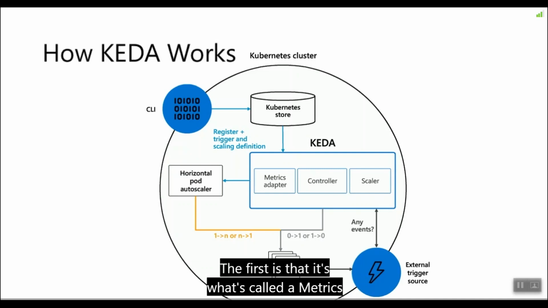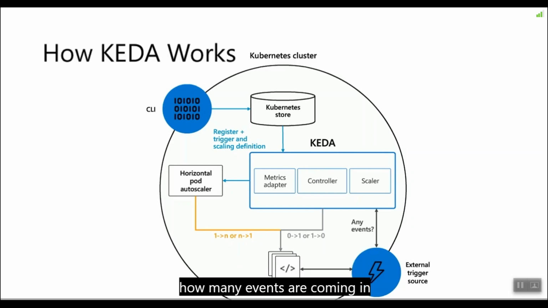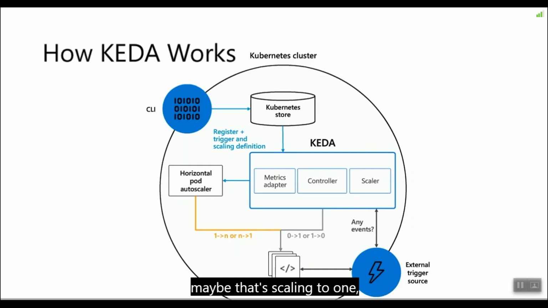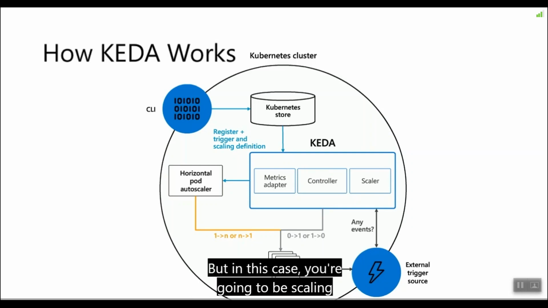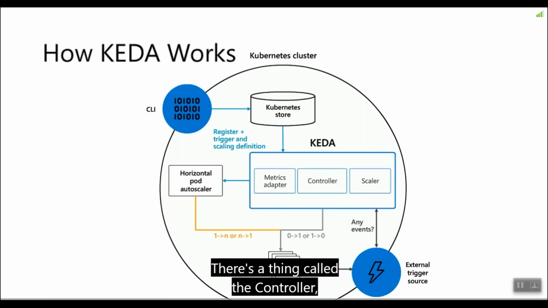The first is that it's what's called a metrics adapter that hooks into the way that Kubernetes scales, where it's going to feed data about how long the queue is and how many events are coming in, so that Kubernetes can scale appropriately. Maybe that's scaling to 1, maybe that's scaling to 1,000. But in this case, you're scaling based on the actual event source, not just based on CPU and memory.